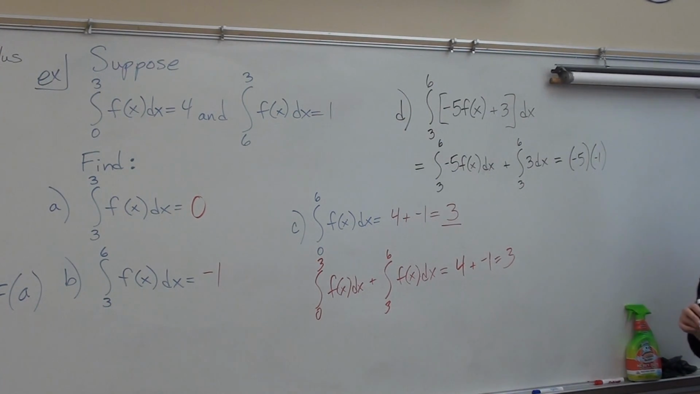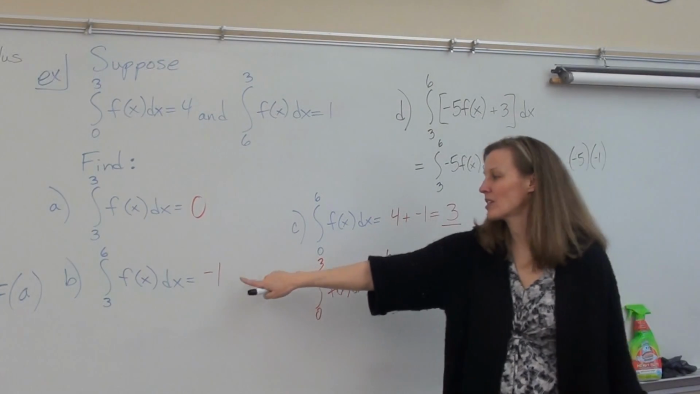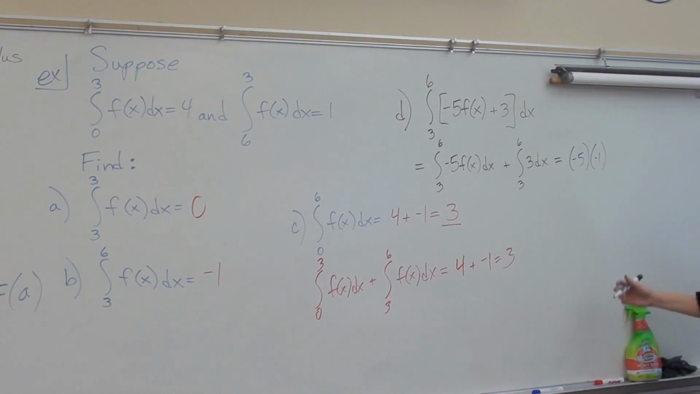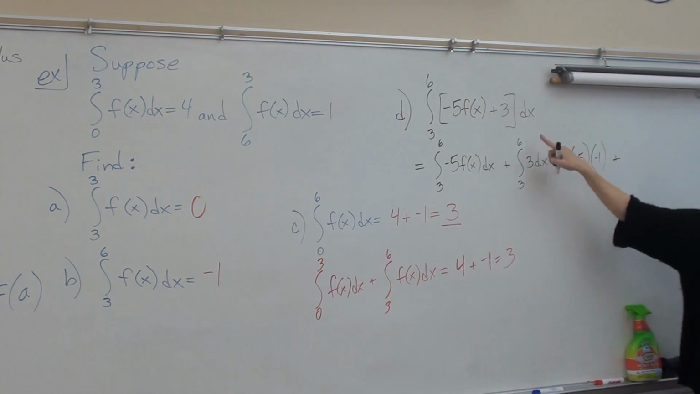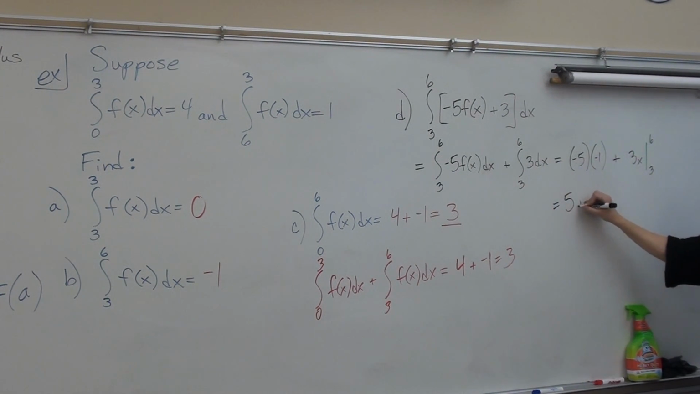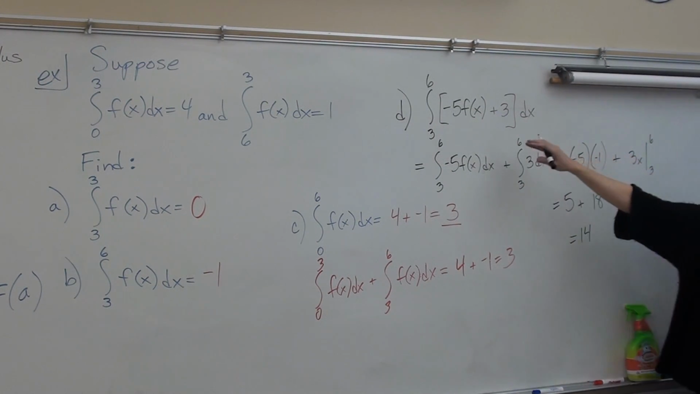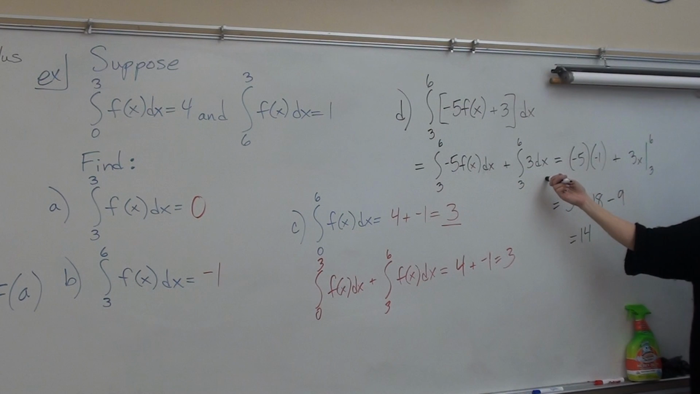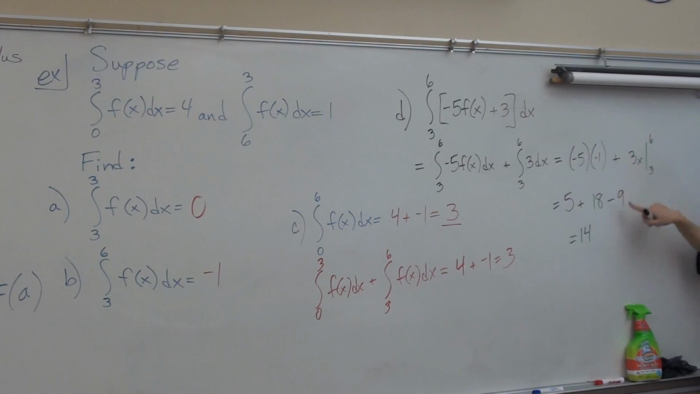Negative 5 times the integral from 3 to 6 of f of x, which is negative 1. So you get negative 5 times negative 1 plus the integral of 3. Well, the integral of 3 is 3x from 3 to 6. So what we get is 5 plus 18 minus 9, or 14. I want you to keep in mind, when you add a constant to a function, you've got to split that function up and evaluate the constants separately. I plugged in the 6, and then plugged in the 3 and subtracted.